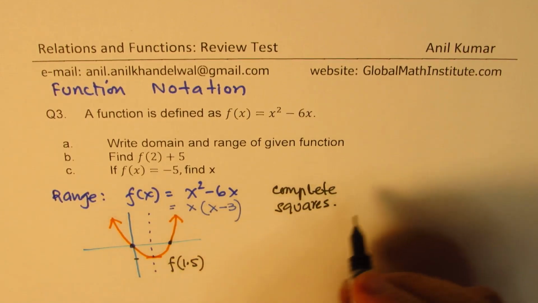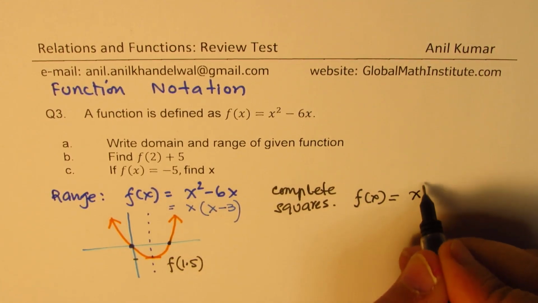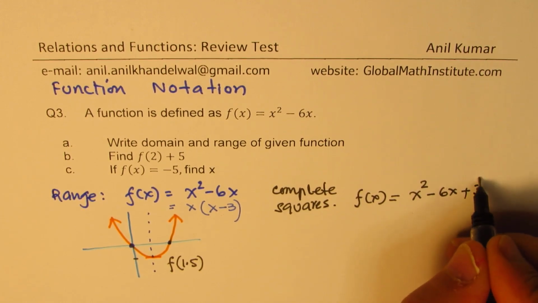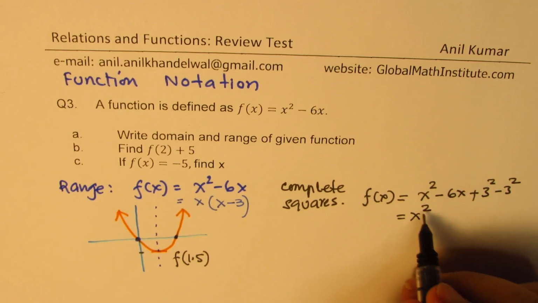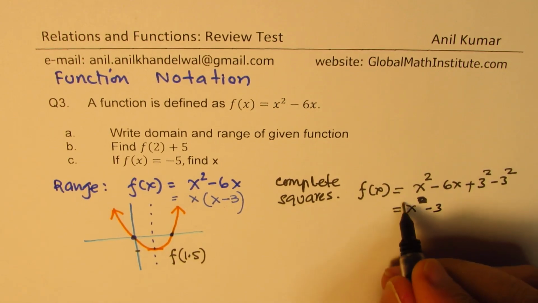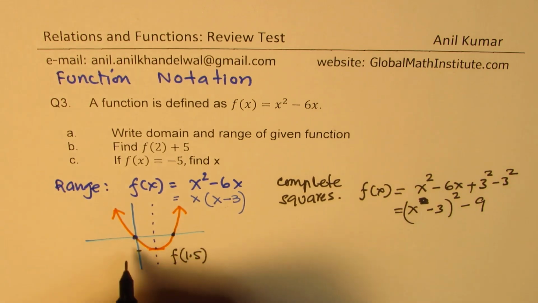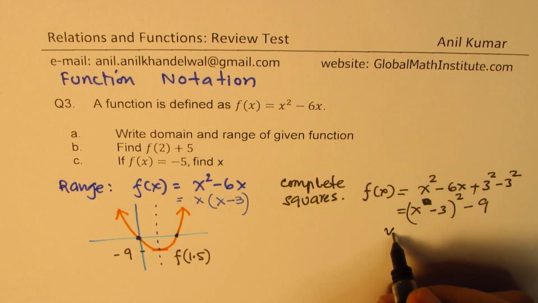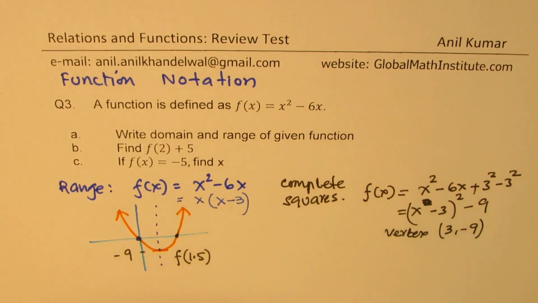So we could write f of x as, to complete the squares, we have to add and subtract. Half of 6 is 3, and then we can figure it out. So when you do that, we get x minus 3 whole square, minus 9. And that gives you minus 9 as the lowest value. The vertex is at 3, minus 9.